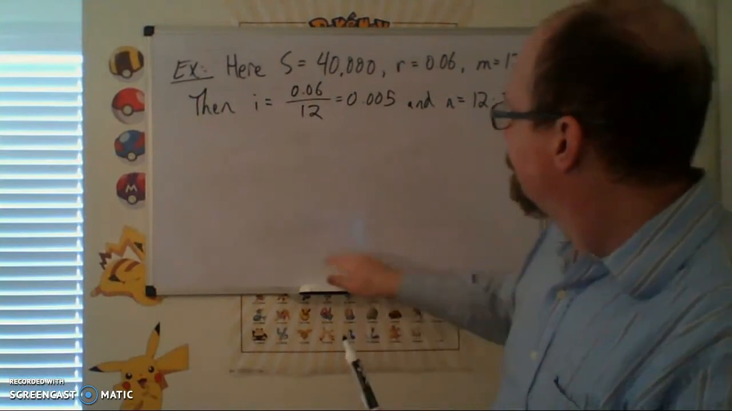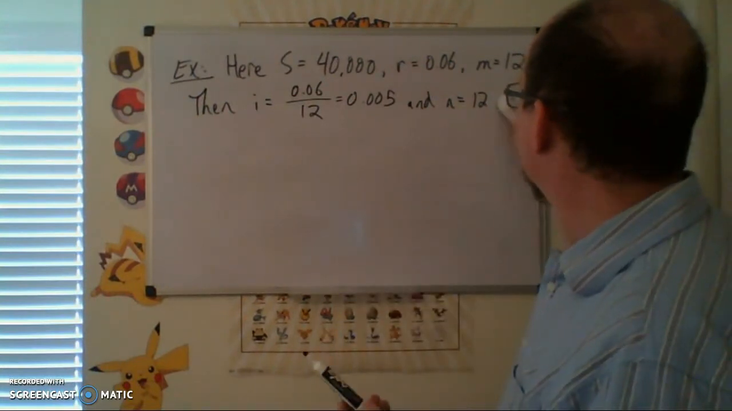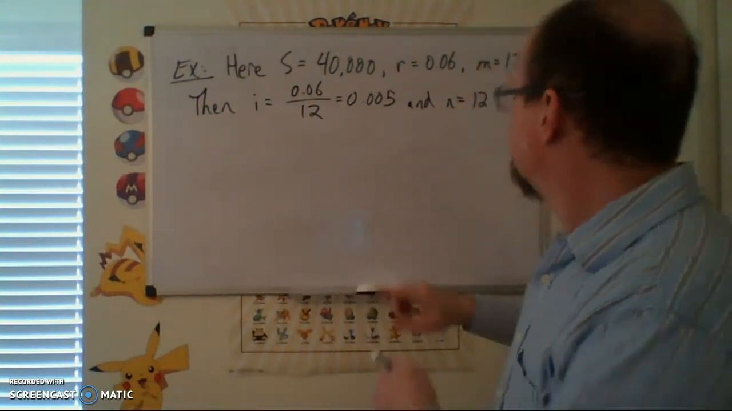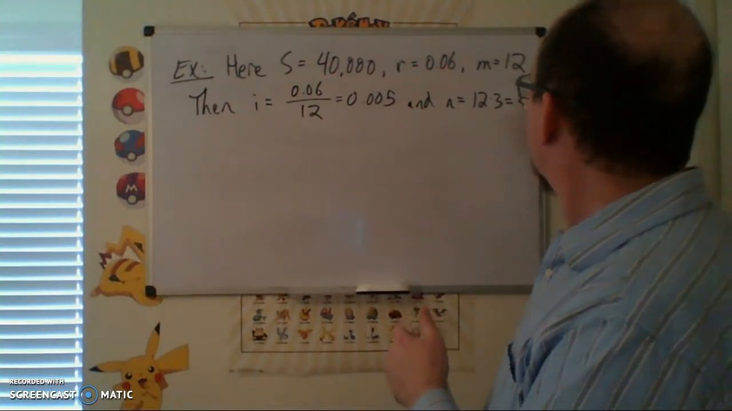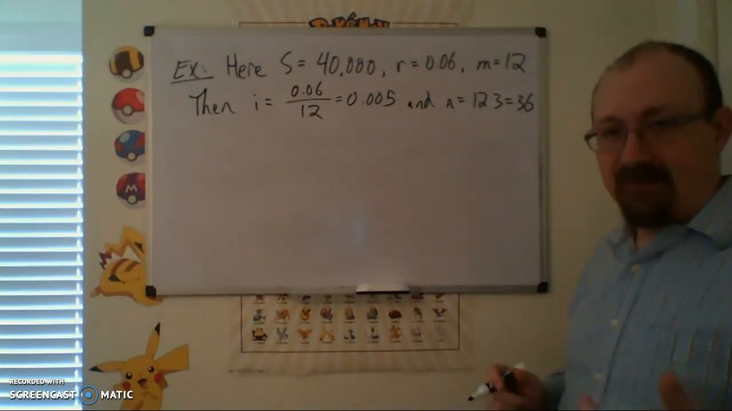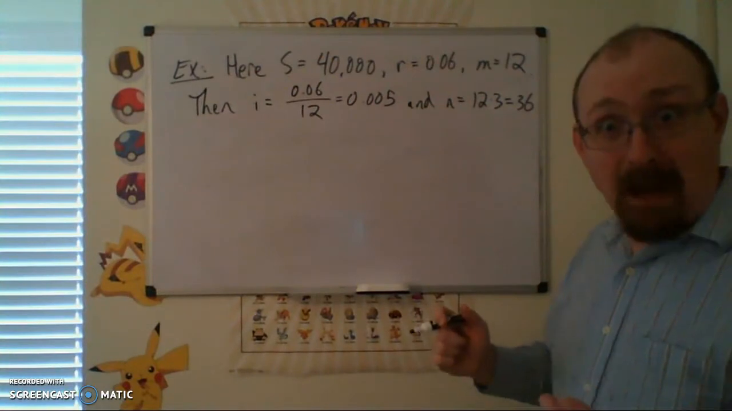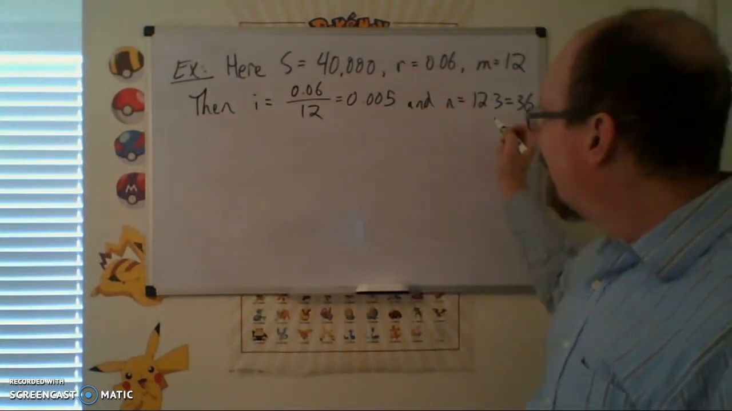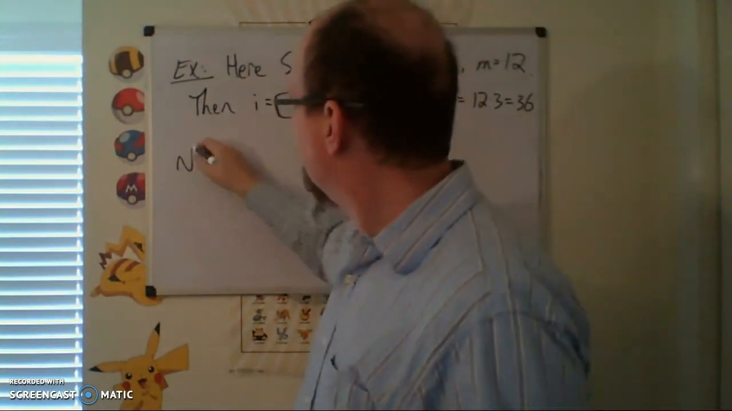Sorry. It's not 12 times 36. My bad. 12 times 3, which equals 36. That has the added benefit of being correct. So now we've got our I, we've got our N, and we have S.